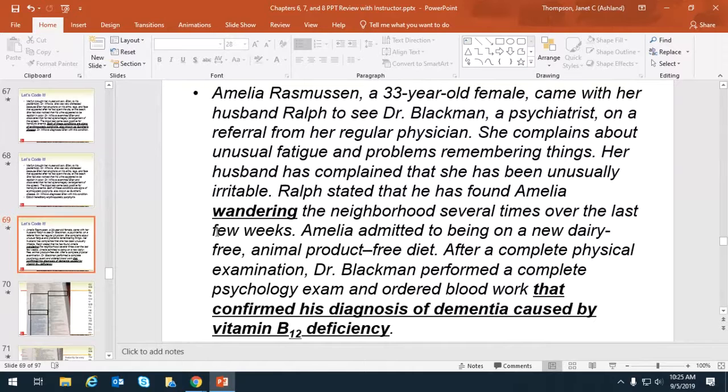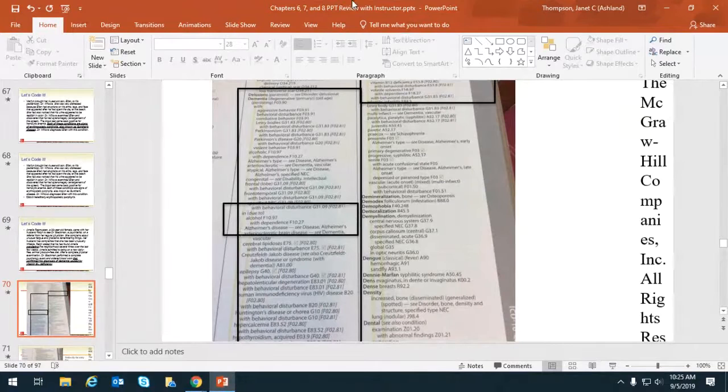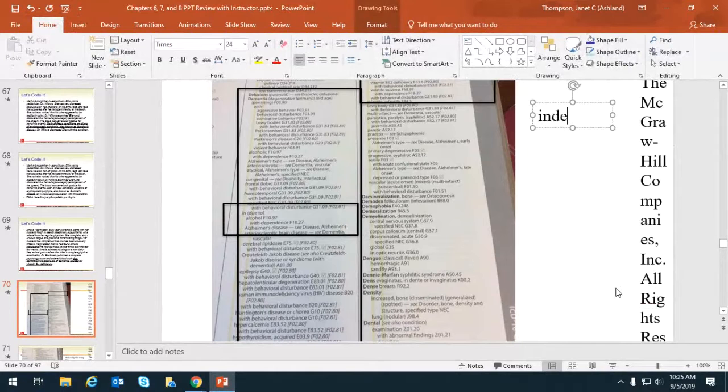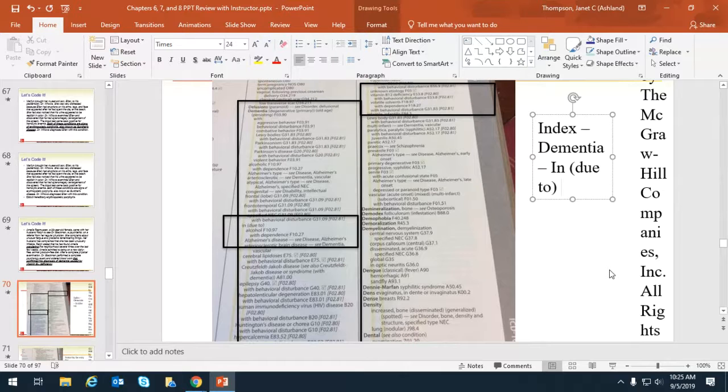So a vitamin B12 deficiency is very crucial to our metabolism, keeping everything balanced. So we have dementia caused by B12 deficiency. Let's go back to our index. So our index: dementia, in or due to, vitamin B12 deficiency.